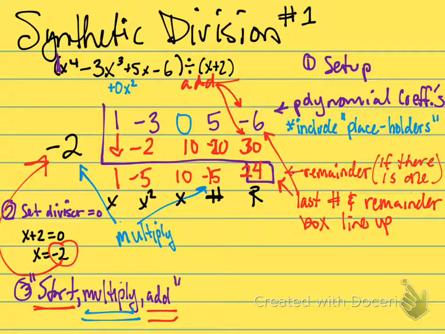So this box is for the remainder. If that's a 0, it means it's a factor. It goes in evenly, so negative 2 would be considered a root. If it does not go in evenly, then negative 2 is not a root of this polynomial.